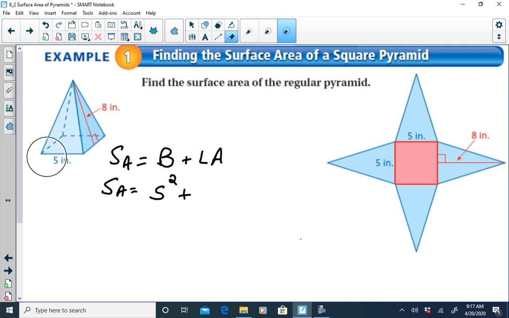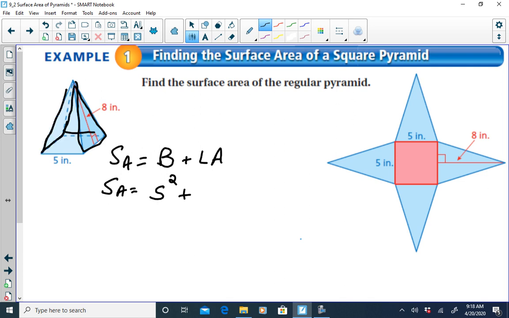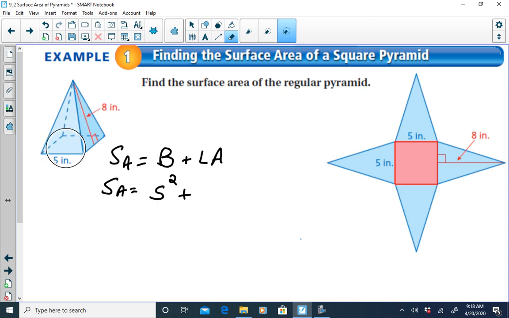Well, what's the lateral area? The lateral area is the area of all the triangles. Well, how many triangles are there? There's one triangle, two triangles, three triangles, and then the front triangle, four. There are four triangular faces.